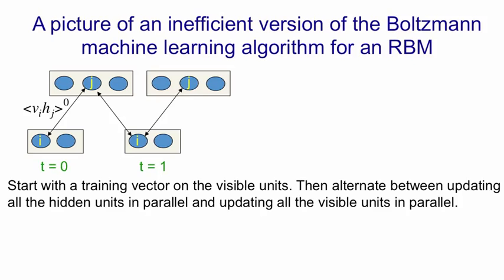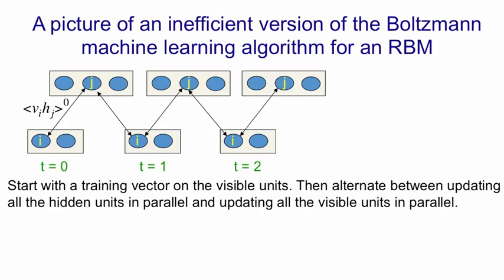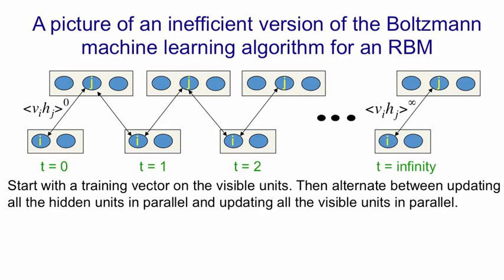And we can keep going with the alternating chain that way, updating visible units and then hidden units, each set being updated in parallel. And after we've gone for a long time, we'll get to some state of the visible units that I'll call t equals infinity to indicate it needs to be a long time, and the system will be at thermal equilibrium. And now we can measure the correlation of Vi and Hj after the chain's run for a long time, and I'll call that ViHj infinity.